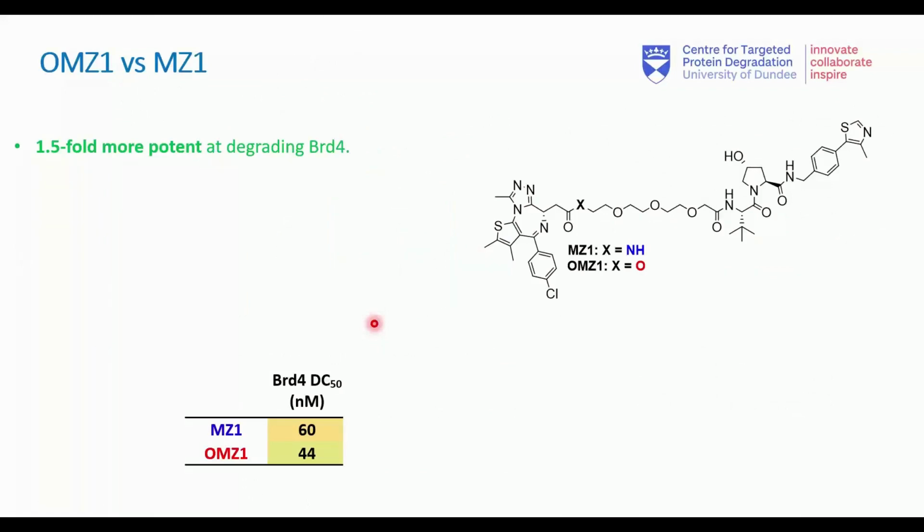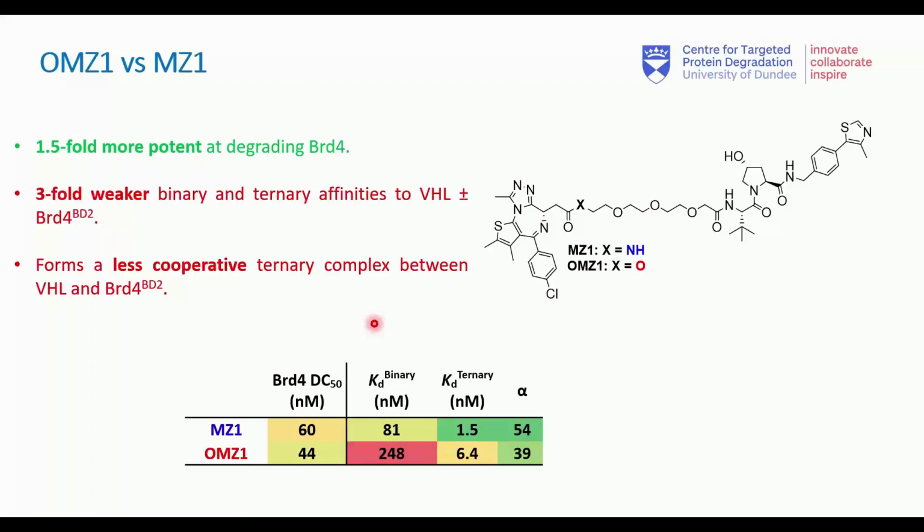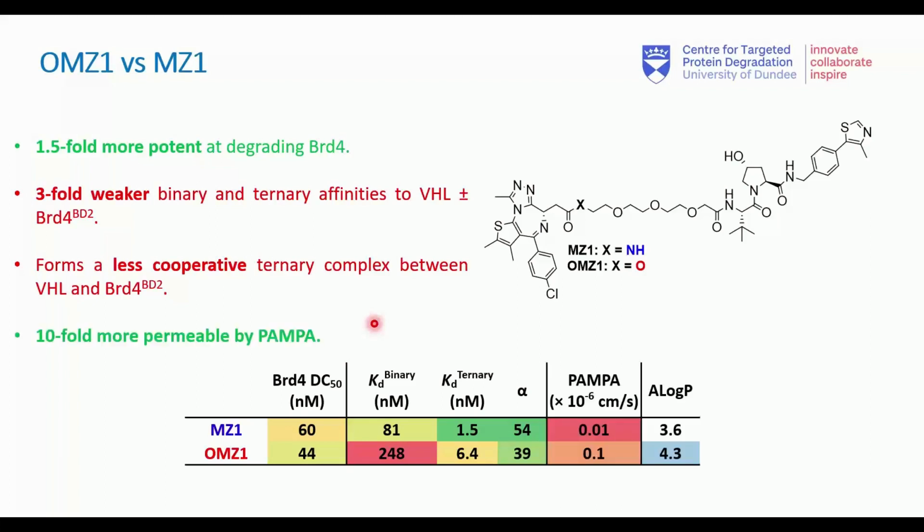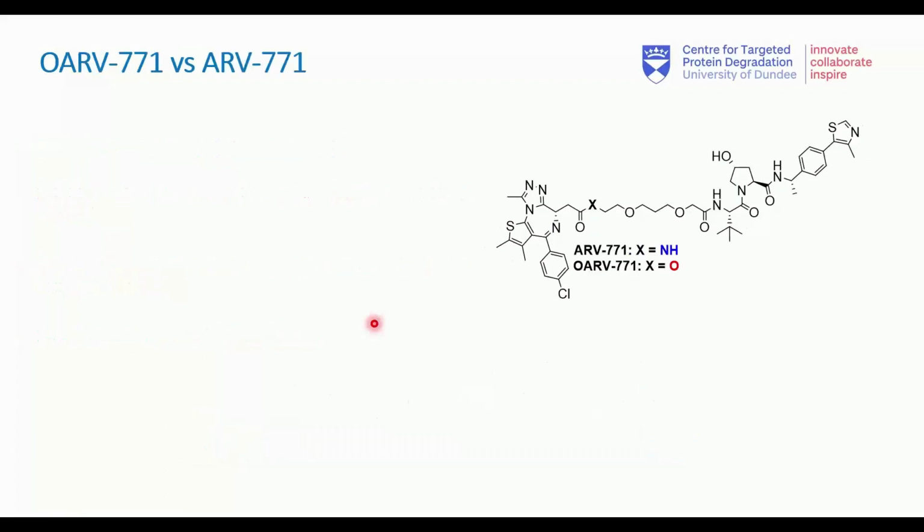So just to quickly summarize all the data I've shown. I know it's been a lot. The ester analog of MZ1 is 1.5 times more potent at degrading BRD4, albeit it's threefold weaker at binary and ternary affinities to VHL and forms less cooperative ternary complexes, but it's also tenfold more permeable by PAMPA.